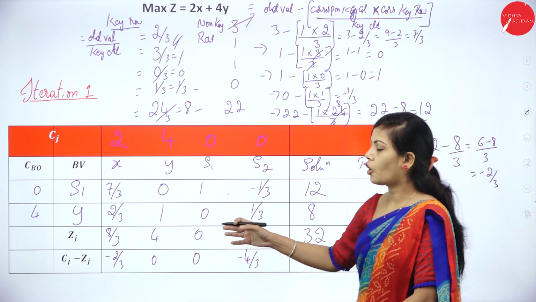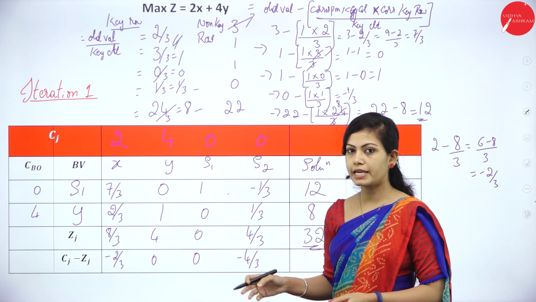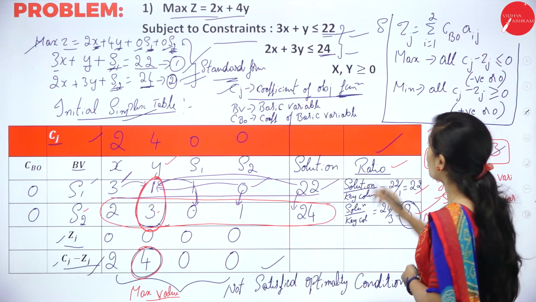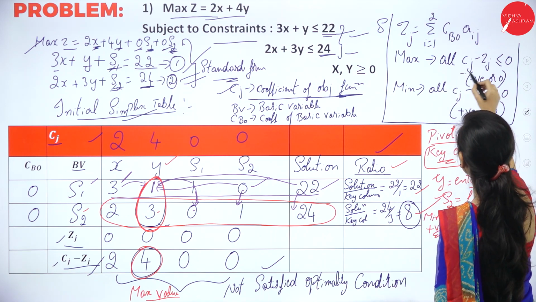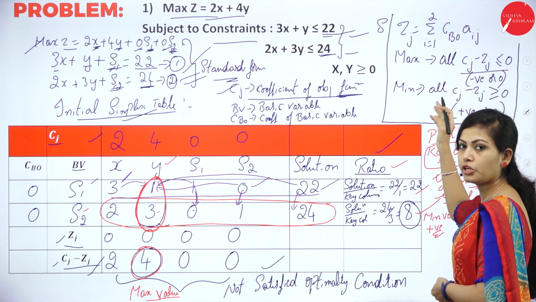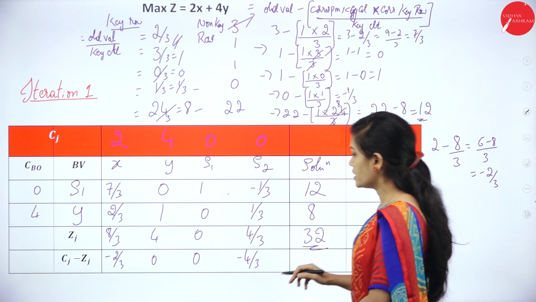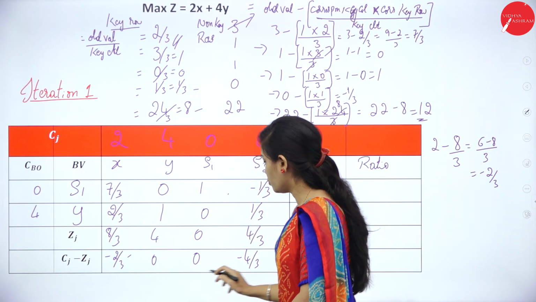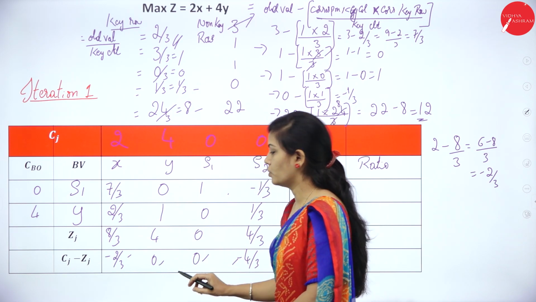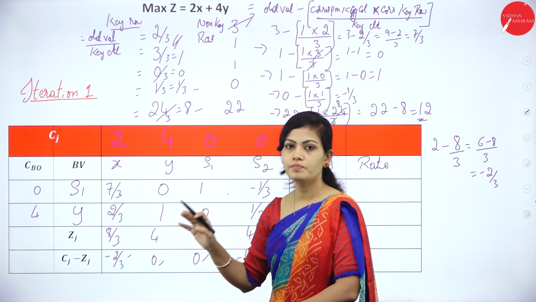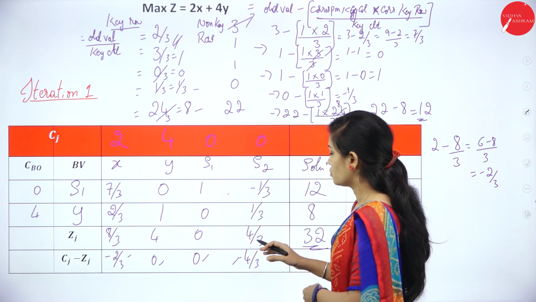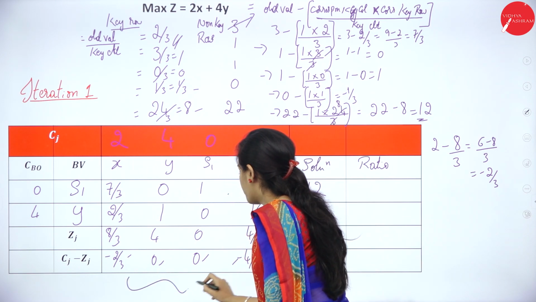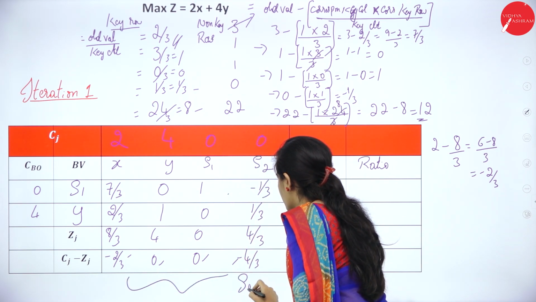Now you can check whether it satisfies the optimality condition or not. I have already told you that for all maximization problems, Cj minus Zj should be less than or equal to 0, or negative. Observe this Cj minus Zj. Here I got a negative value, 0 and 0. So these values satisfy the optimality condition. So now you can stop the iteration here because it satisfies the optimality condition.